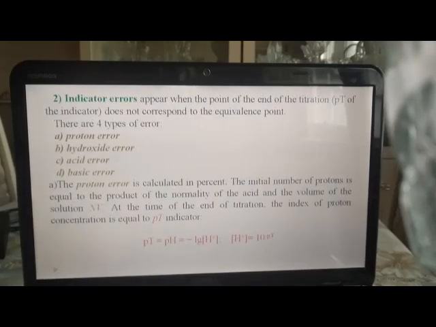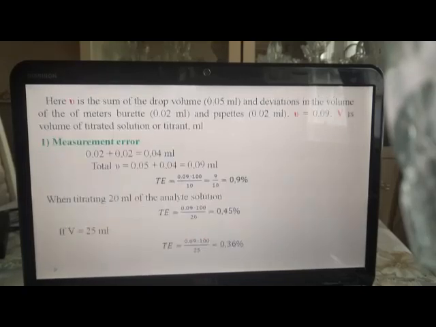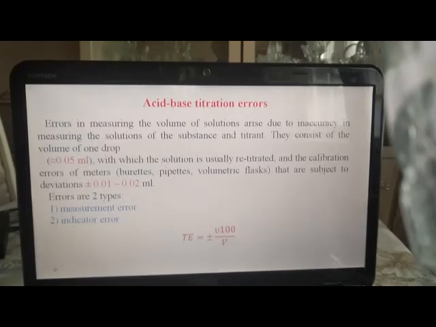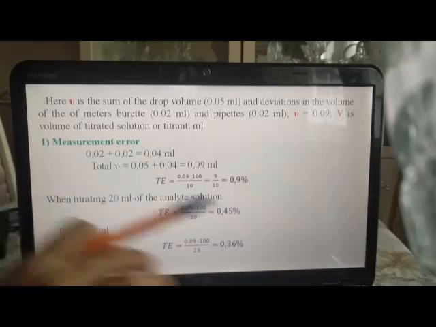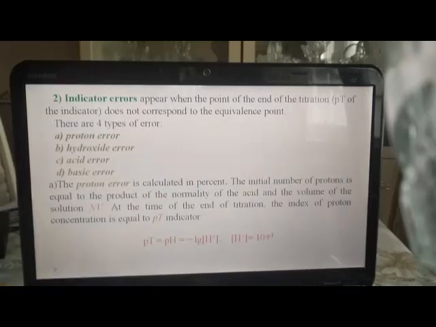Second type of acid-base error: indicator errors. Indicator errors appear when the end point of the titration, pT of the indicator, does not correspond to the equivalence point. There are four types of errors: proton error, hydroxide error, acid error, and base error.